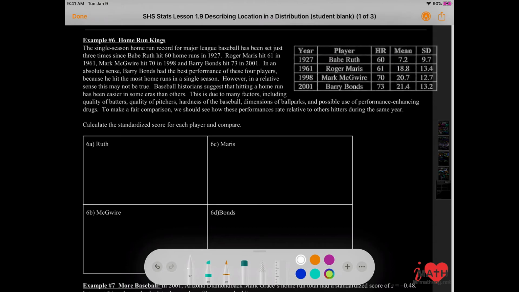However, in a relative sense, this is not true. Baseball historians suggest that hitting a home run has been easier in some eras than others. This is due to many factors, including quality of batters, quality of pitchers, the hardness of the baseball, dimensions of the ballparks, possible use of performance-enhancing drugs. To make a fair comparison, we should show how these performances rate relative to other hitters in the same year.